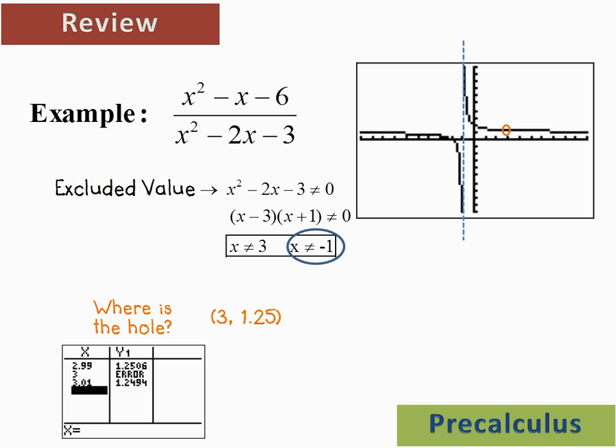And as you can see, it's at 3, 1.25. On your graph, you should always indicate that by drawing a hole. And the line should not be going through the hole when you graph it by hand.